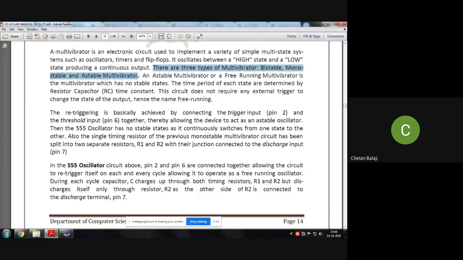There are three types of multivibrator: astable, bistable, monostable.